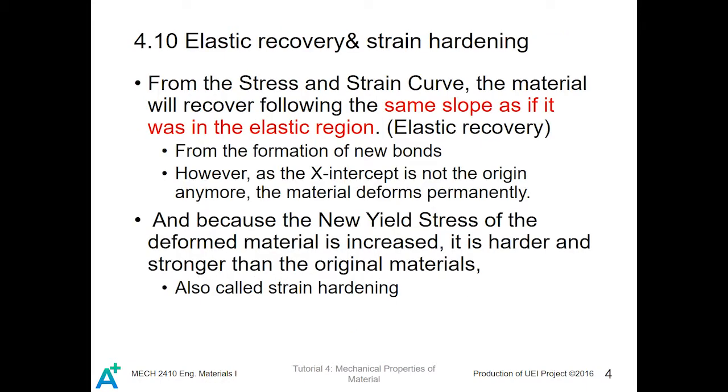For the stress and strain curve, the material will recover following the same slope as if it was in the elastic region, which we call elastic recovery, which is fundamentally from the formation of the new bonds. However, as the x-intercept is not the origin anymore, the material will deform permanently, and because the new yield strength of the deformed material is increased, it is harder and stronger than the original material, which we call strain hardening, and it is actually a strengthening mechanism.